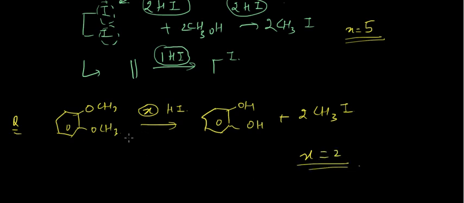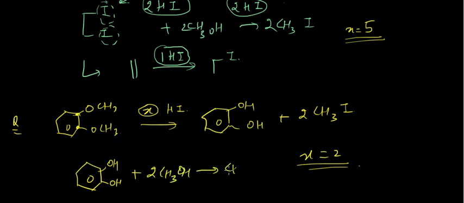Why? In the first step this would not leave as a carbocation because of the formation of a highly unstable aryl cation. So this would be formed with the release of 2 moles of CH3OH, and to convert 2 moles of CH3OH into 2 moles of CH3I, we would need 2 moles of HI. So X in this case is 2.